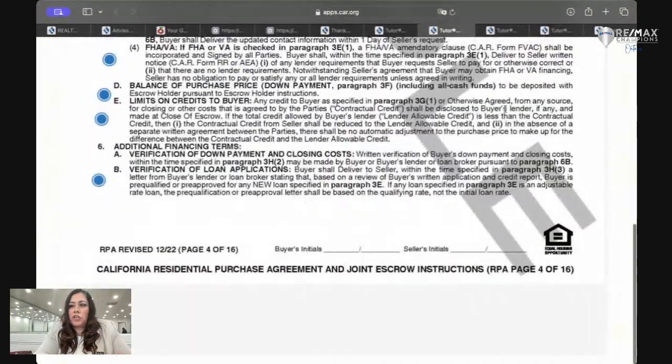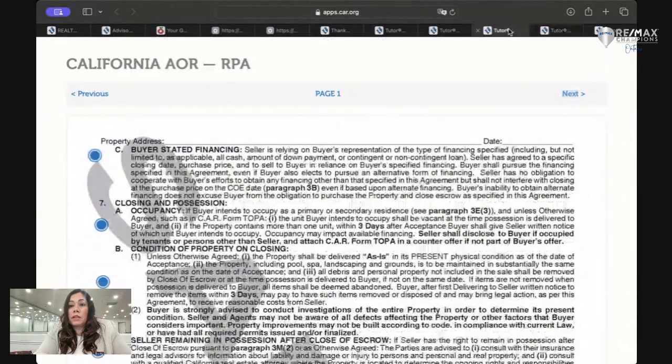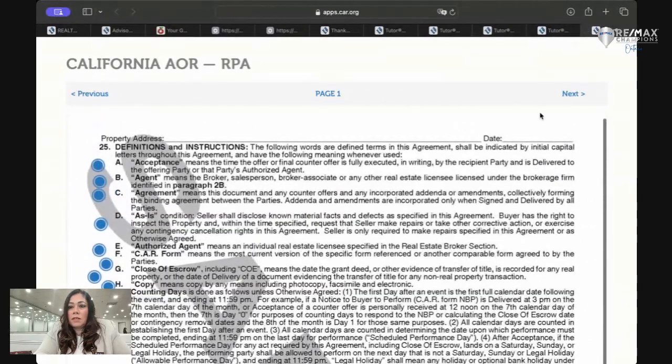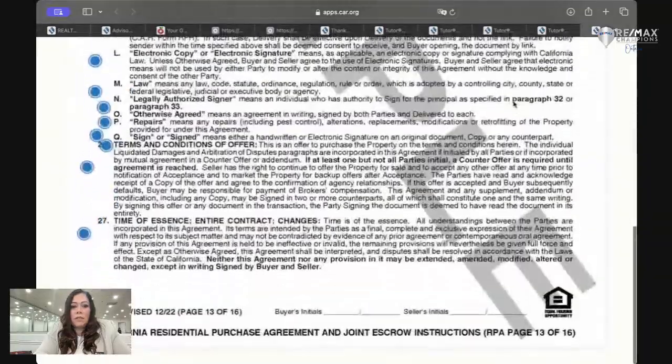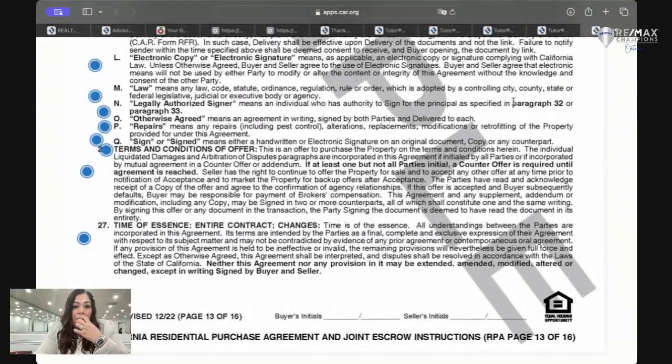But what I do want to just show you really quick is if you go to the last page. So on page 13 at the bottom, time is of the essence, and then the terms and conditions of this offer. So this offer to purchase a property, on the terms and conditions, everything is spelled out here, everything. So if at least one, but not all parties initial, a counter offer is required until agreement is reached.